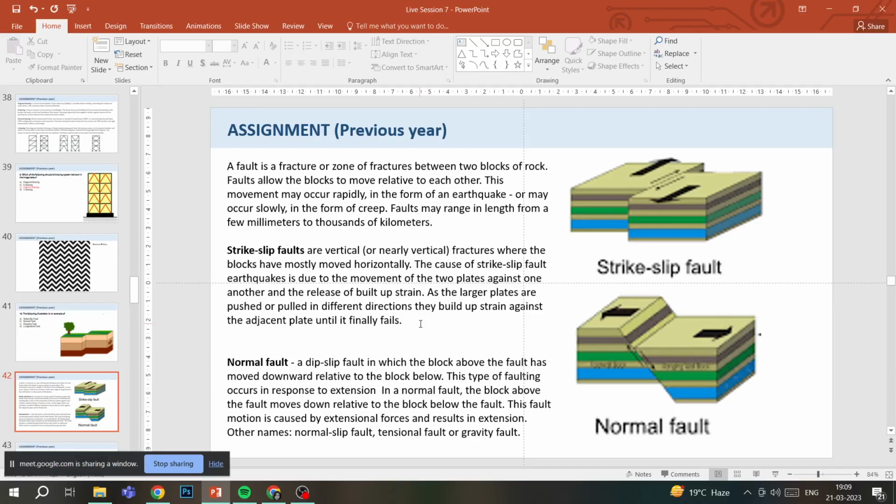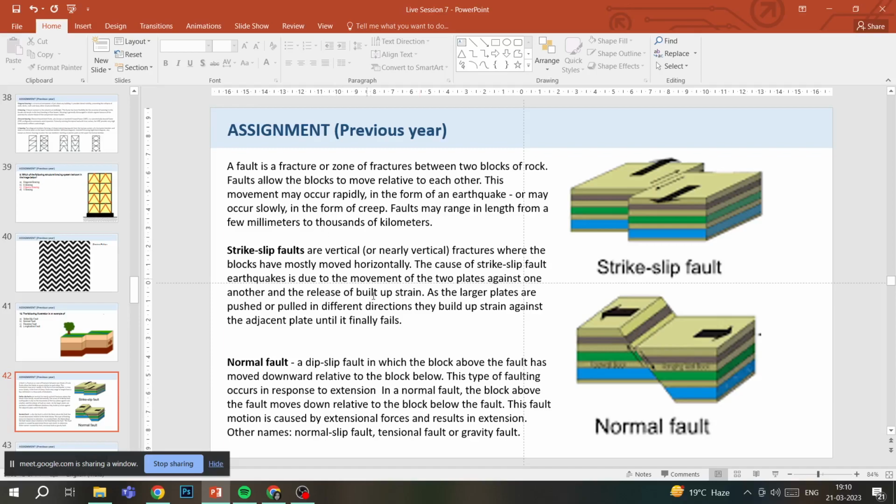Normal fault, a dip slip fault. It's also called a dip slip fault, in which the block above the fault moved downward relative to the block below. This type of faulting occurs in response to extension. In a normal fault, the block above the fault moves down relative to the block below the fault. This motion is caused by extensional forces.